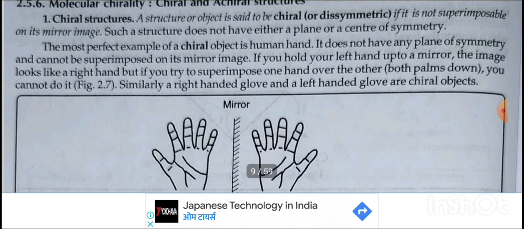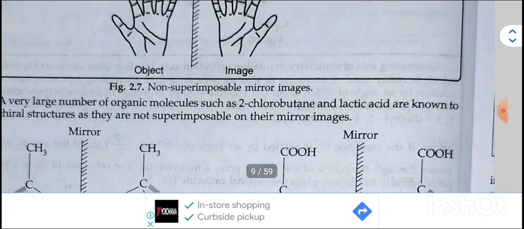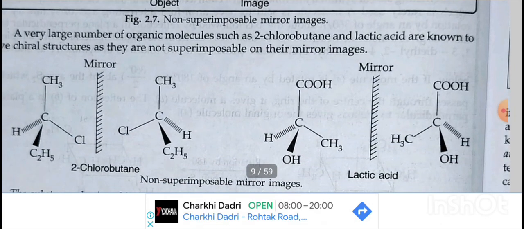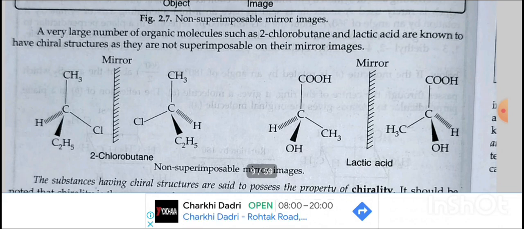If you hold your left hand up to a mirror, the image looks like a right hand, but if you try to superimpose one hand over the other, both palms down, you cannot do it. Similarly, a right-handed glove and a left-handed glove are chiral objects. A very large number of organic molecules such as 2-chlorobutane and lactic acid are known to have chiral structure. They are not superimposable on their mirror image.